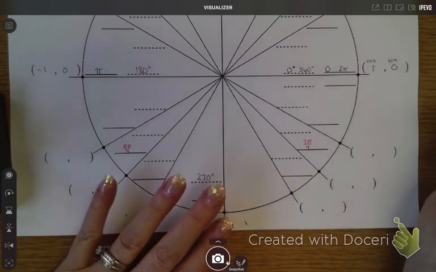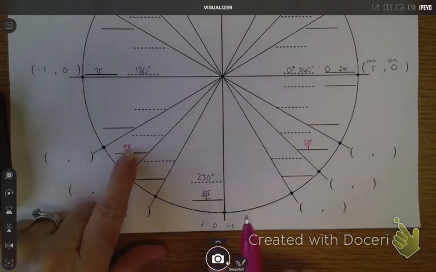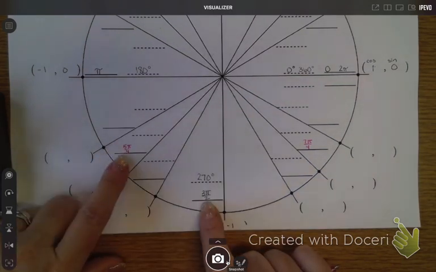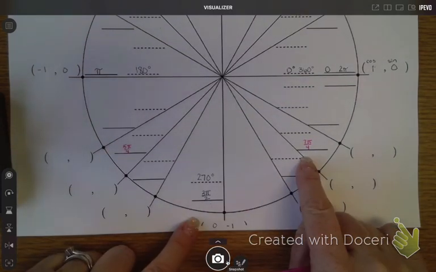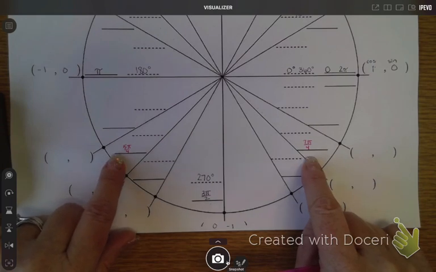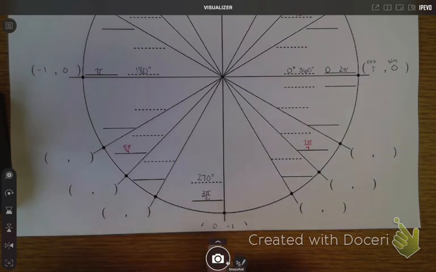Now, you skipped one. No, I did not. Which one did you skip? I have 5 pi, 6 pi, 7 pi. 5 pi over 4, 6 pi over 4, 7 pi over 4. I messed up then somewhere. Do you have 5 pi over 4 and 7 pi over 4? Yeah. Okay, this is 6 pi over 4, which reduces to 3 pi over 2.